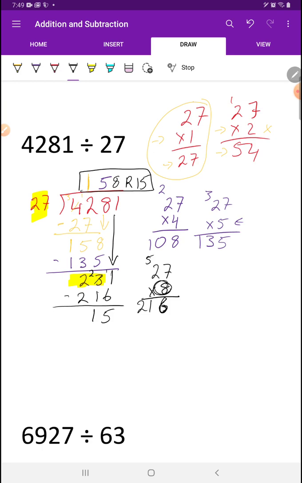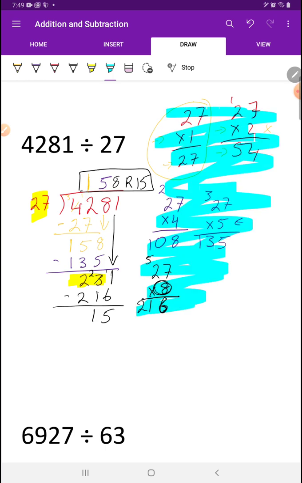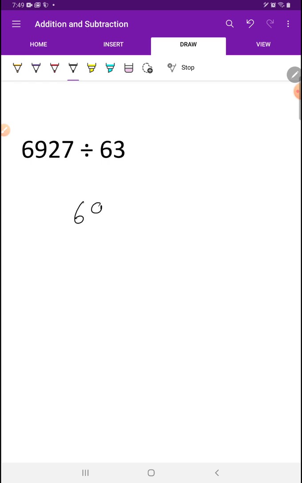So I thought about my 27 times tables. And notice I did not erase any of this stuff over here because maybe I need it again. So I want to keep it handy so I can look at it again in case I have another number that comes up. All right, so let's do this again. So I have 6,927 divided by 63.